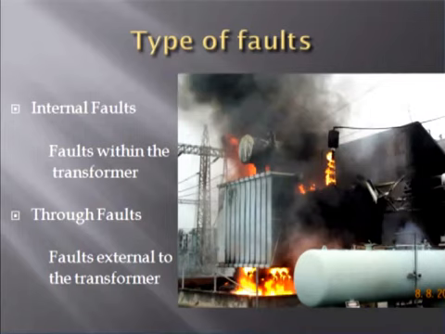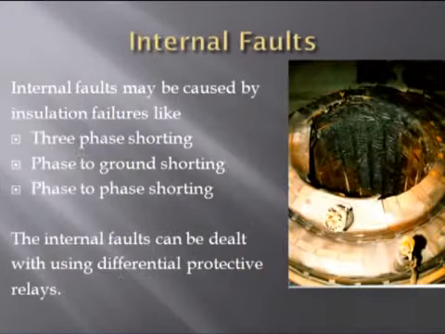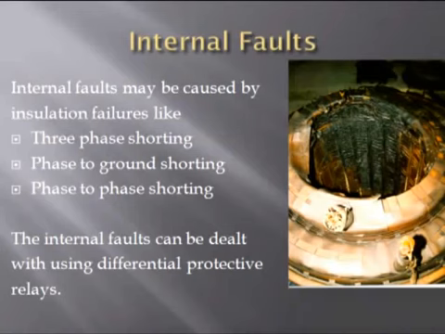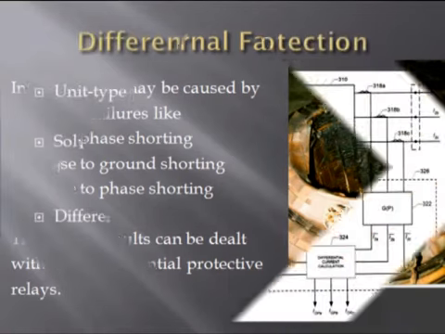Both these faults may cause a very large current to flow in the circuit, which may damage the insulation and hence damage our system. Faults that occur inside the transformer, called internal faults, may be caused by insulation failures like 3-phase shorting, phase-to-ground shorting, phase-to-phase shorting. The internal faults can be dealt with using differential protective relays.